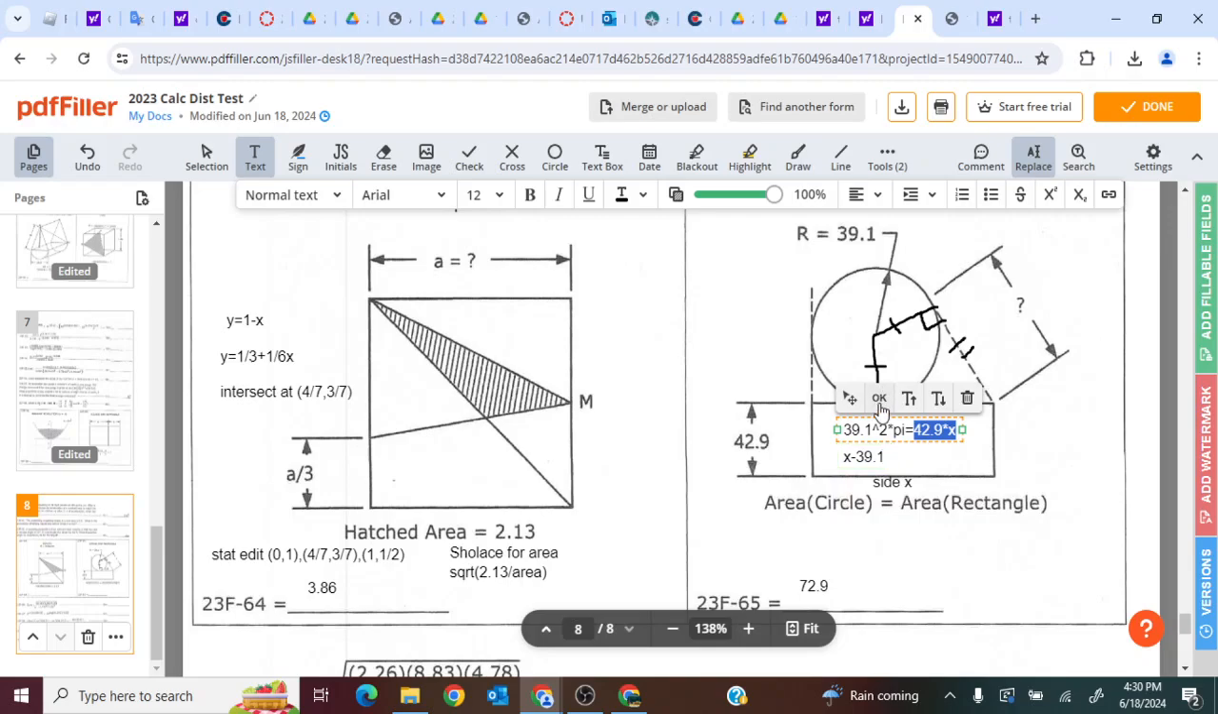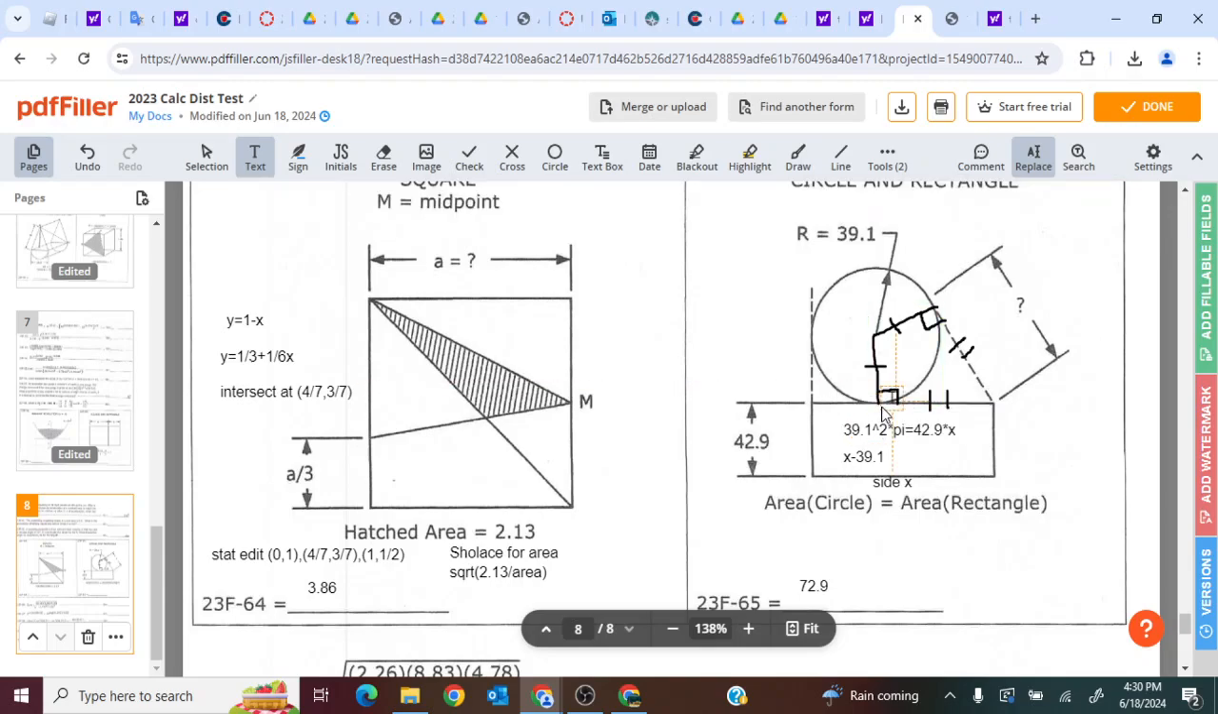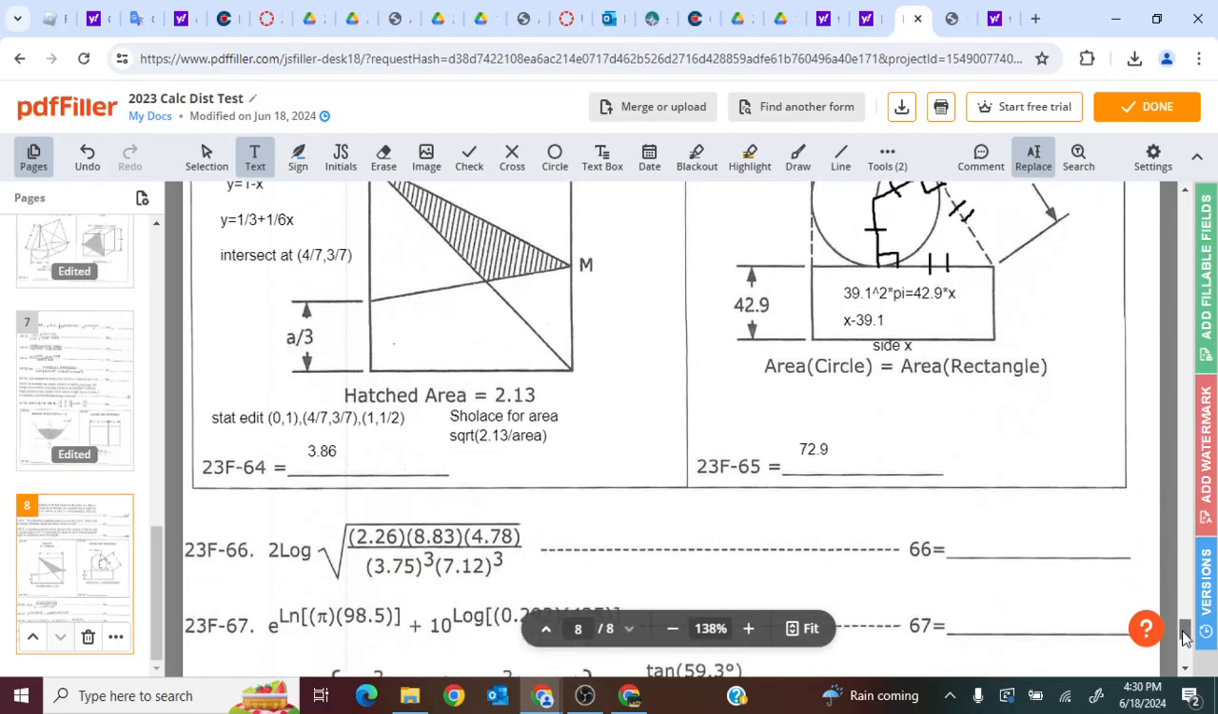And then once you have that, you subtract 39.1 from that value, because this is a kite that's formed. These two angles are right angles, and the radius of the circle is always the same. Therefore, that forces these two sides to be the same. And this side is equal to this entire length minus the radius here. And if you do that, you get a value of 72.9.